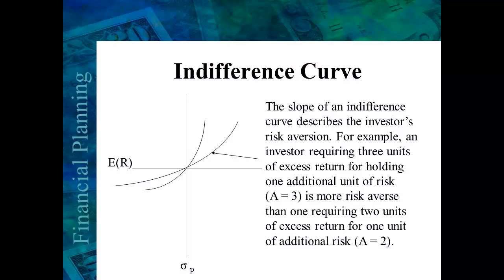The slope of an indifference curve describes the investor's risk aversion. For example, an investor requiring 3 units of excess return for holding 1 additional unit of risk, A equals 3, is more risk averse than one requiring 2 units of excess return for 1 unit of additional risk, A equals 2.